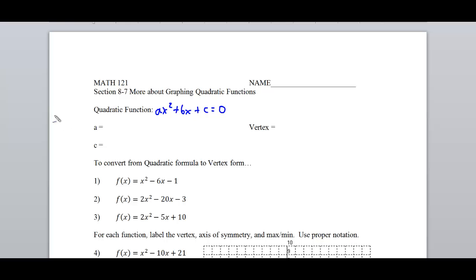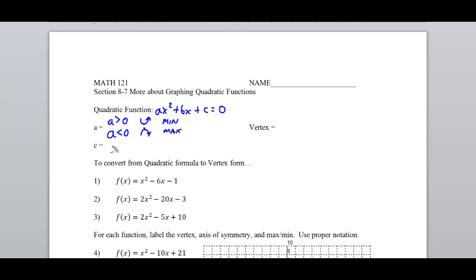Like the previous vertex form that we learned in the last section, section 6 of this chapter, if we have a greater than 0, then this is going to open up like so, and we're going to have a minimum value, the lowest point of that parabolic curve. And if a is less than 0, then it's going to open downwards, and we're going to have a maximum at that spot right there.